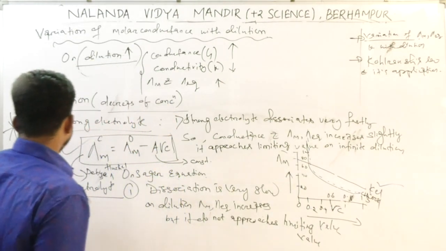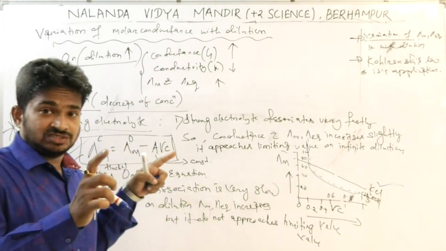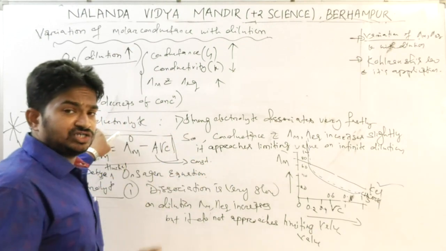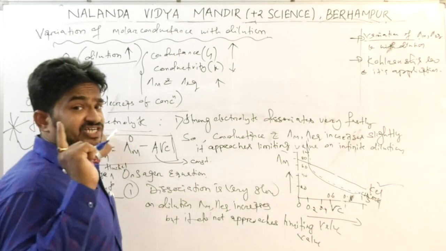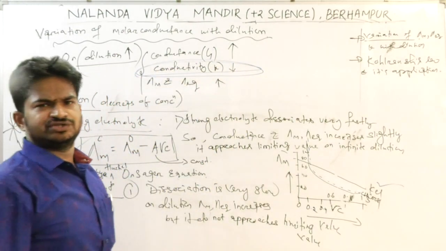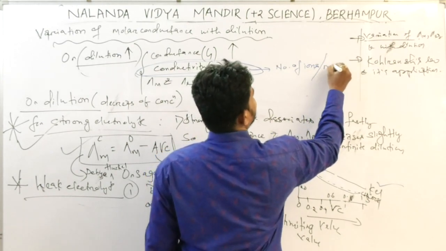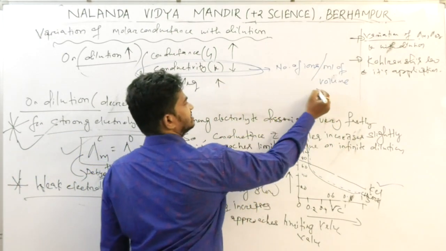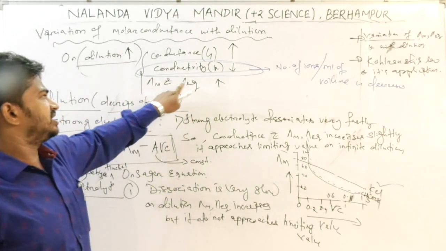So try to understand what effect dilution has. Conductance increases because on dilution the volume increases, which means the dissociation process goes very fast. Molar conductance and equivalent conductance also increase, for the same reason. But conductivity, that is specific conductance, decreases. What is the reason? The number of ions per ml of volume decreases. That's why conductivity decreases, while molar and equivalent conductance increase.